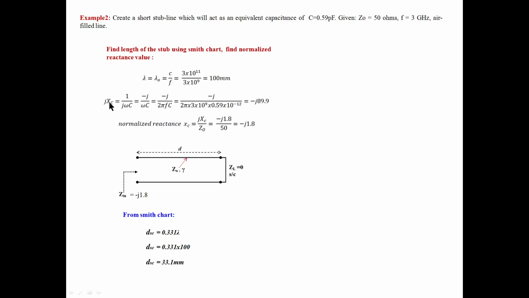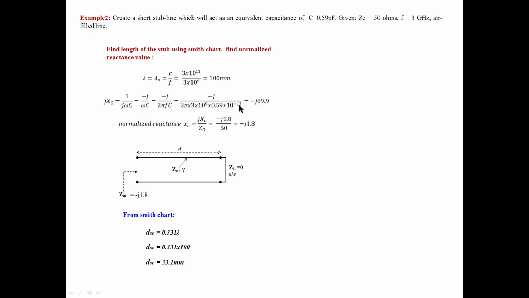jXc, here is jXc, that is 1 by j omega C. Normalized reactance we have to find out, but here capacitance means Xc is 1 by j omega C, that is minus j by omega C. You can write this as j by j square, multiply and divide by j. We will be getting j here, and j square means minus 1, so we can write it like this, minus j by omega C, and omega is 2 pi f. Now substituting 2 pi f, 2 pi into 3 into 10 to the power 9 because 3 gigahertz, and capacitor value 0.59 picofarad.